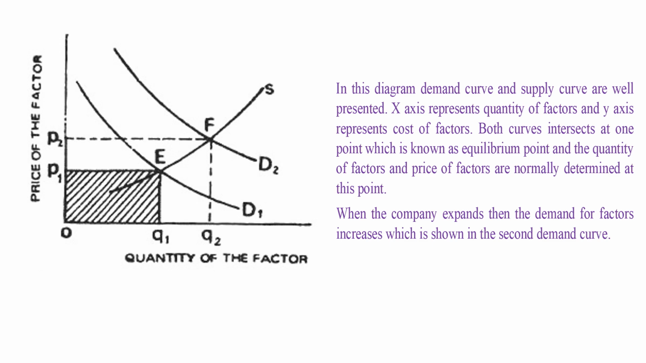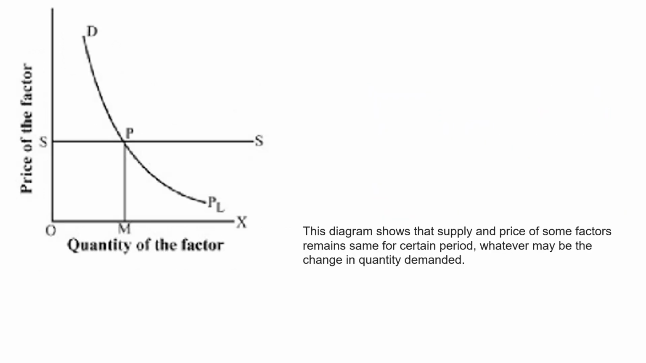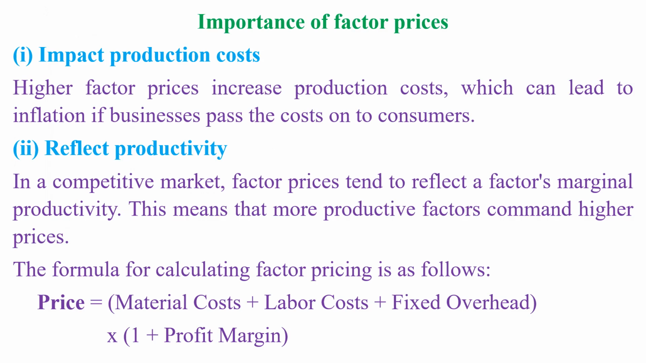The X-axis represents quantity of factors and the Y-axis represents cost of factors. Both curves intersect at one point, which is known as the equilibrium point, and the quantity of factors and price of factors are normally determined at this point. When the company expands, the demand for factors increases, which is shown in the second demand curve. This diagram shows that supply and price of some factors remain the same for a certain period, whatever may be the change in quantity demanded.